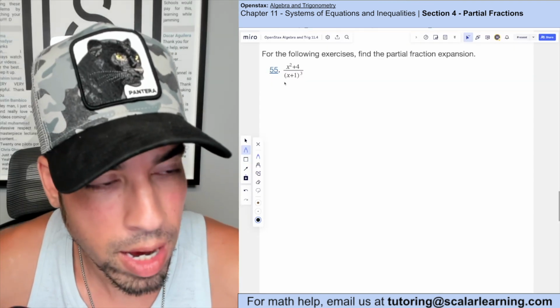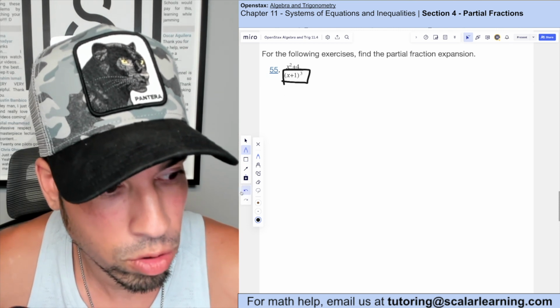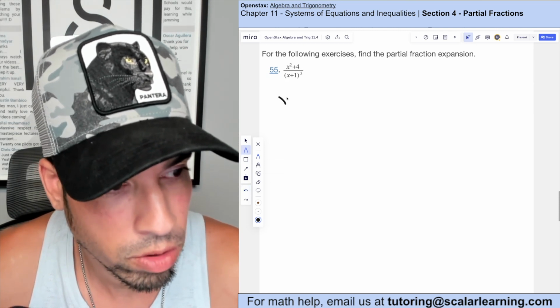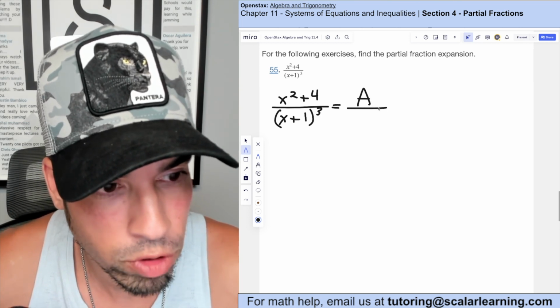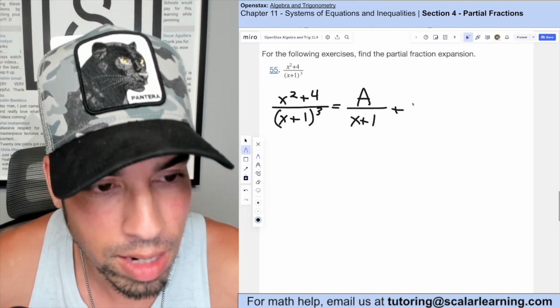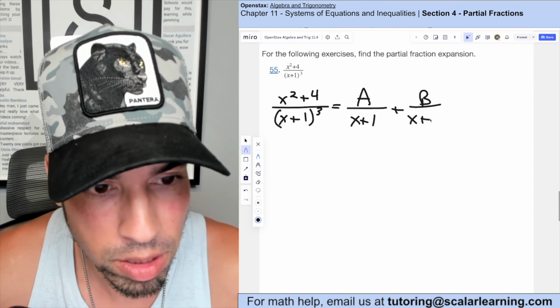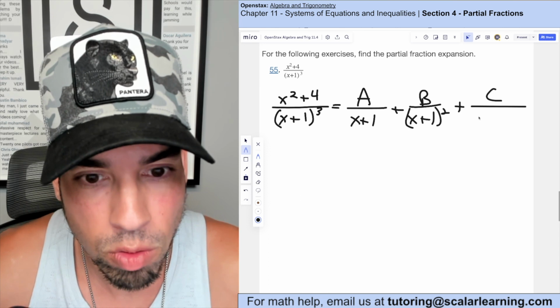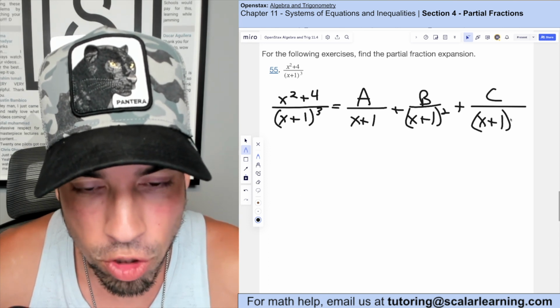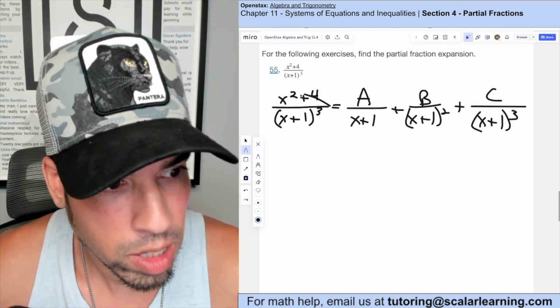So for this one, what we have is this thing to the third power. So let's rewrite this down here. Since it's a linear cube, the way we're going to do it is first we got A over just that x plus 1. Then we got B over x plus 1 squared. And then we got C over x plus 1 cubed. Okay, great.